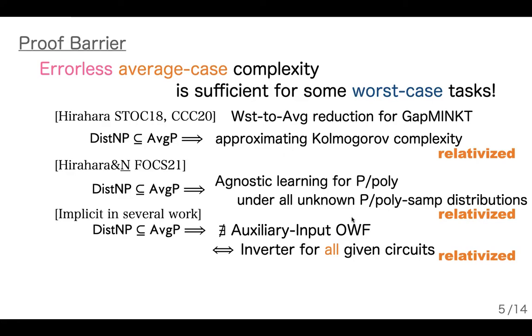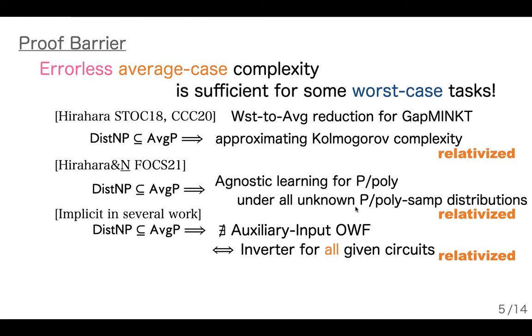So this is a kind of worst-case task. And this result can be shown by relativizing proofs, and especially the third one has a really fundamental proof compared with these two results. And the question is why errorless average-case complexity, especially errorless average-case easiness, is sufficient for such tasks with worst-case requirements.